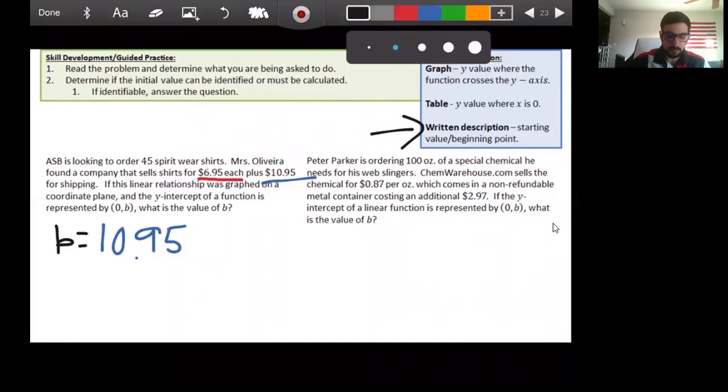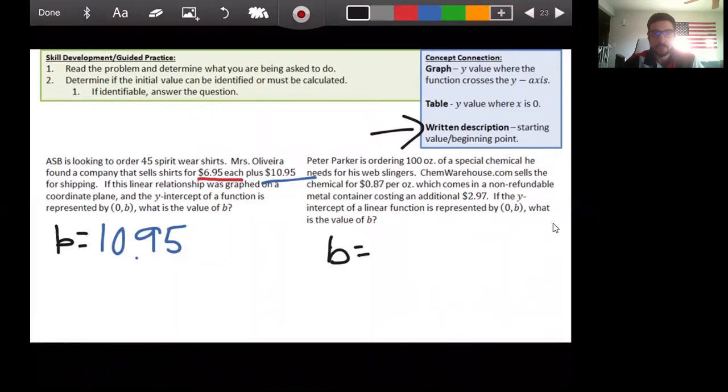All right, so one on the right, we're still looking for a B value. Peter Parker is ordering 100 ounces of a special chemical he needs for his web slingers. ChemWarehouse.com sells the chemical for 87 cents per ounce, which comes in a non-refundable metal container costing an additional $2.97. If the y-intercept of a linear function is represented by 0, b, what is the value of b? We're finding our y-intercept again.